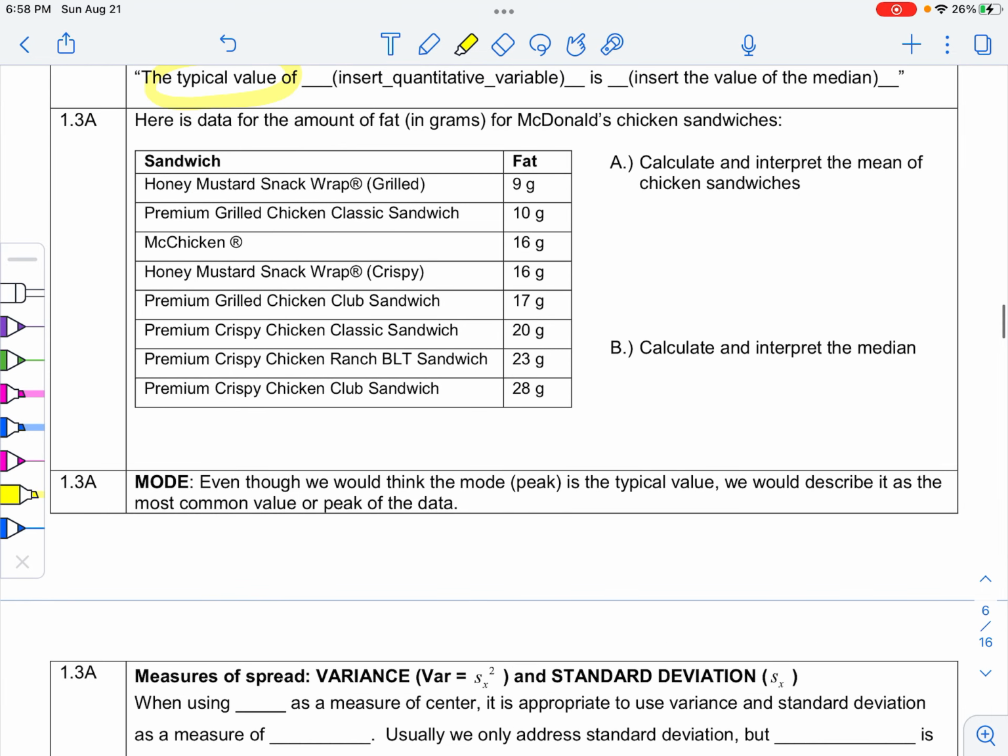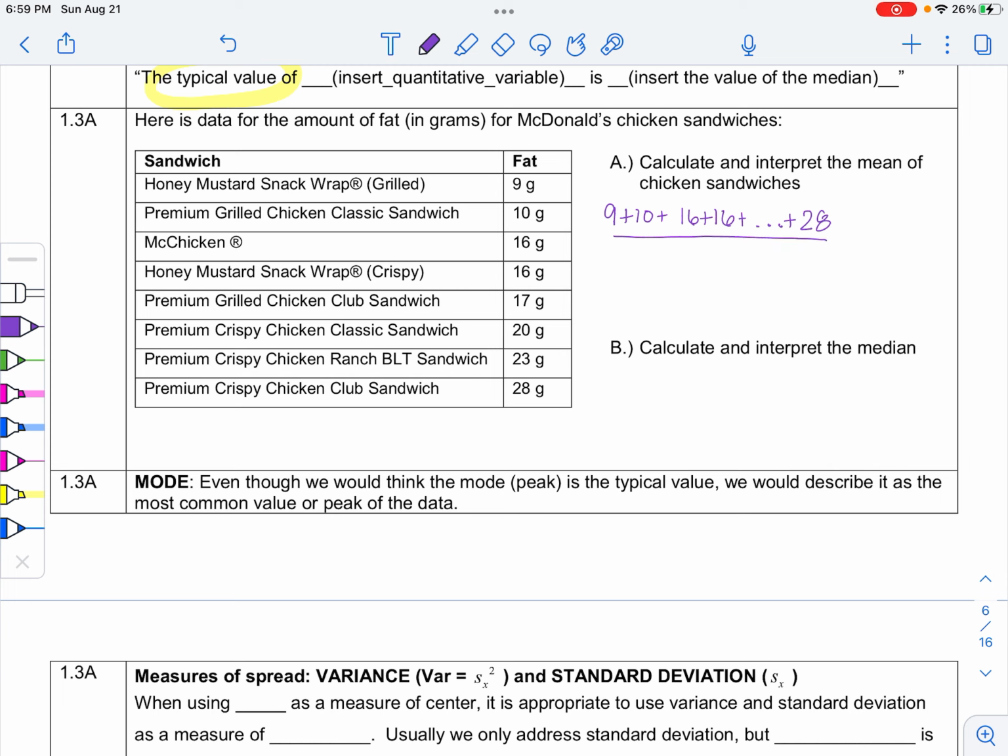So here we have some data for the amount of fat grams for McDonald's chicken sandwiches. We can see all of those data points in there. If we are trying to calculate the mean, what we would do is take each of those fat grams and add them together. I'm going to put these ... meaning we're going to do all of that, and you usually end it with that last data point. That would be an acceptable way on the AP exam to show what you're doing.